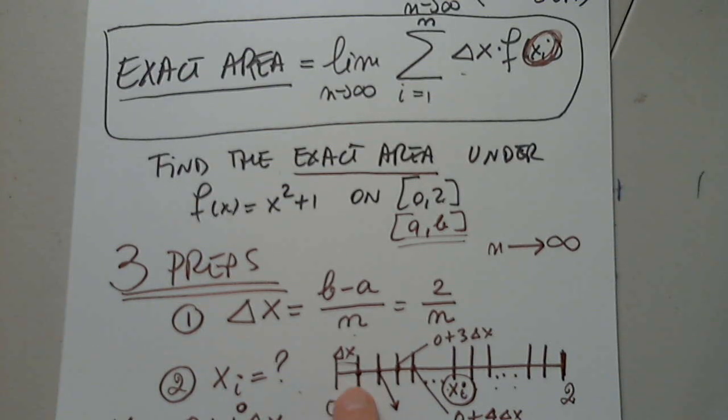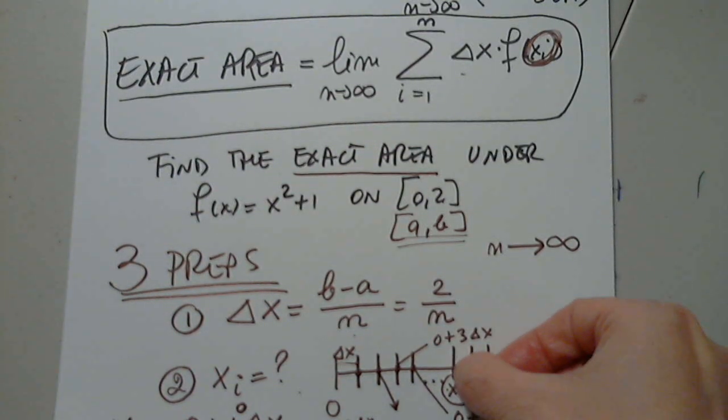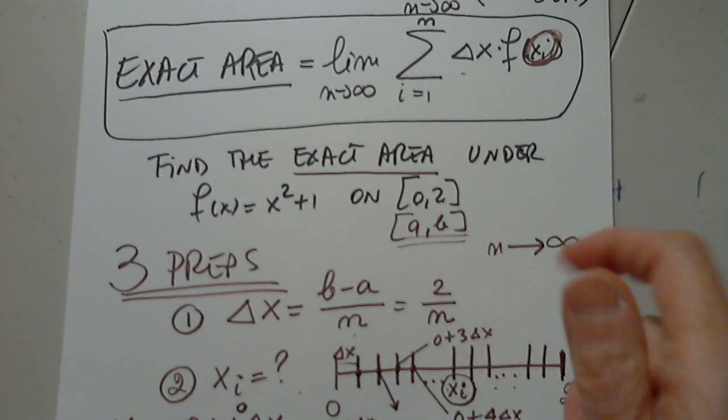x1 is 0 plus delta x. x2 is 0 plus 2 delta x's. x3 is 0 plus 3 delta x's. x4 is 0 plus 4 delta x's. What about xi? This is very important to remember because everything hinges on this. So again, what about xi? xi is 0 plus how many delta x's? Oh, i delta x. Is that clear?